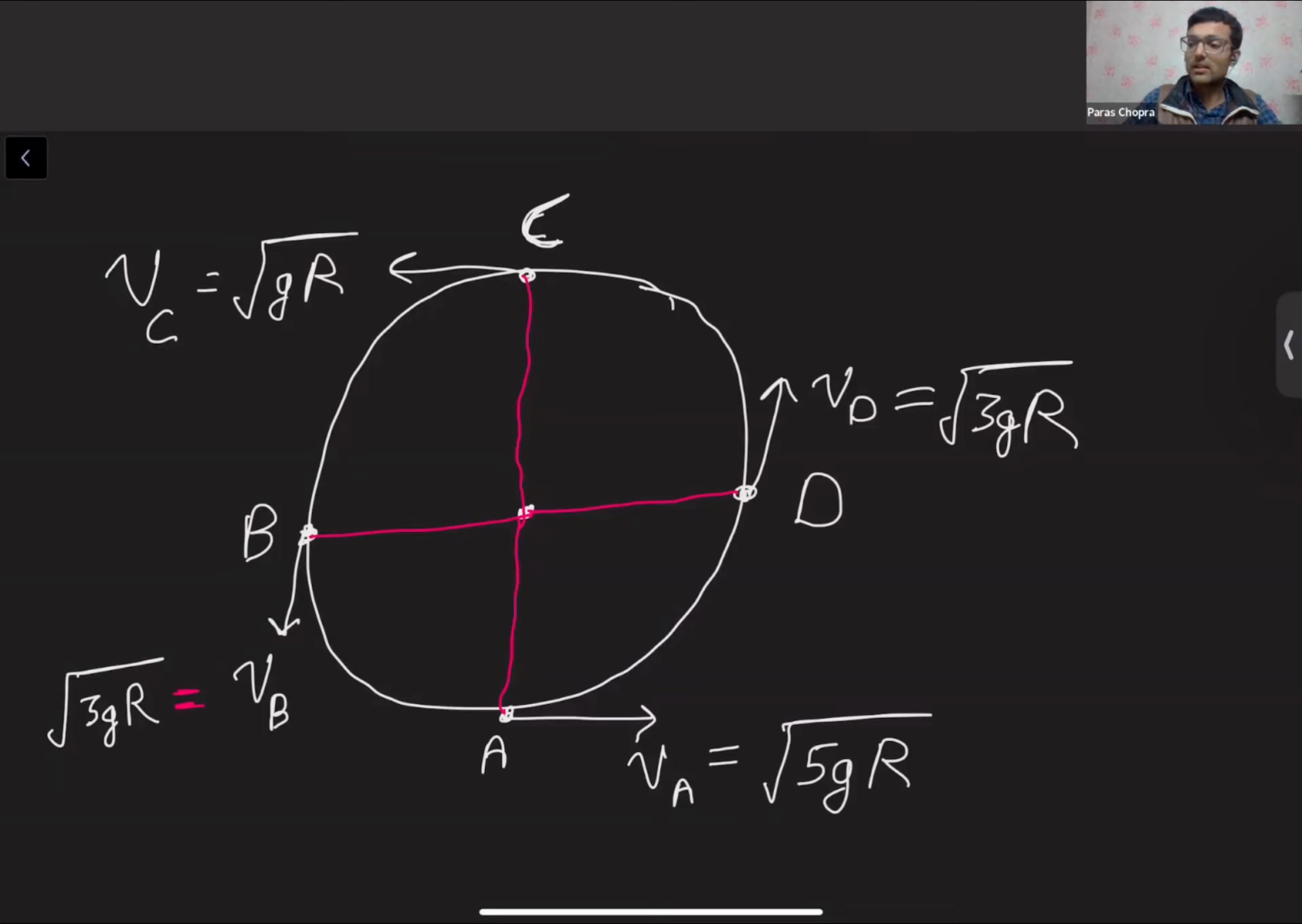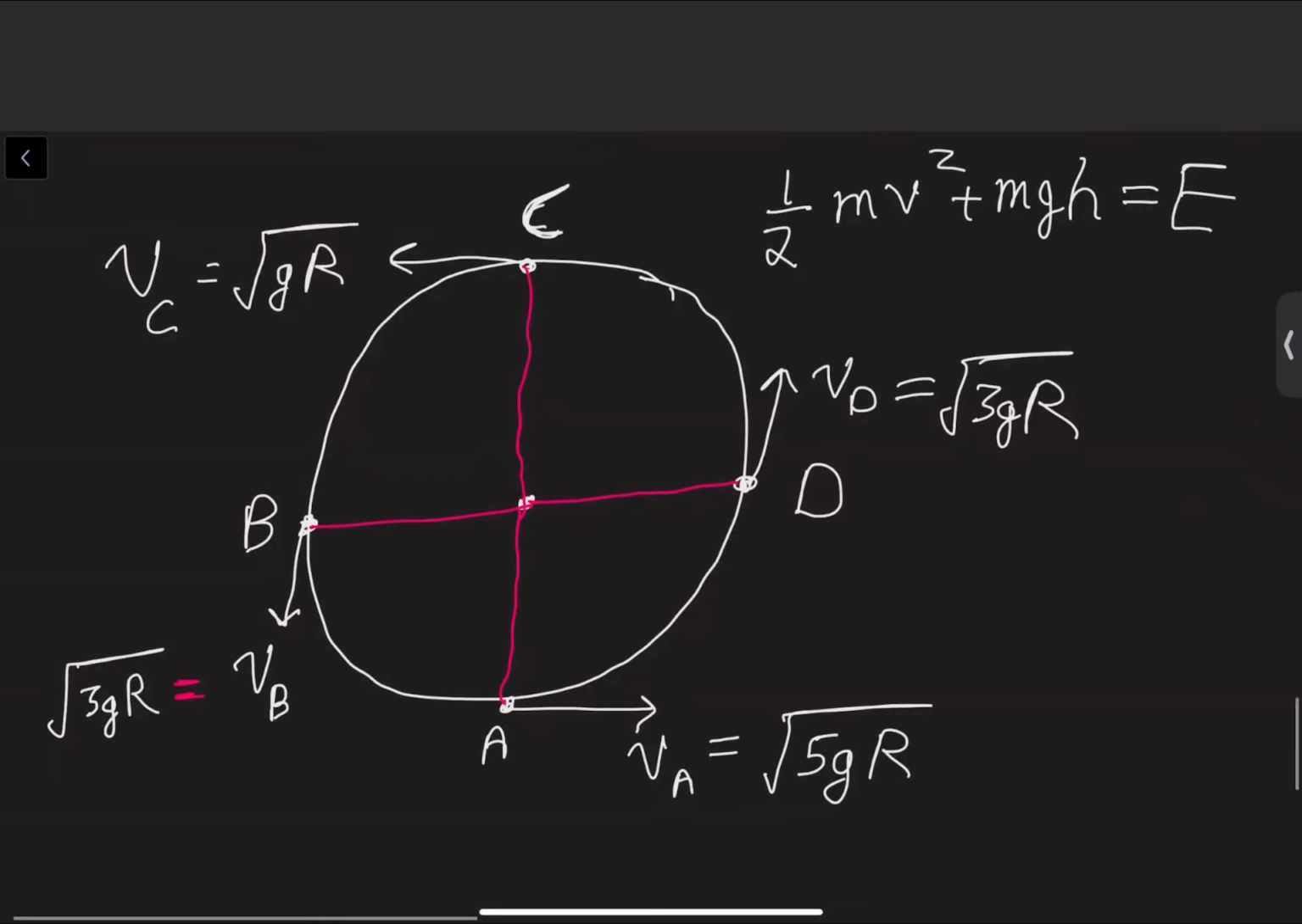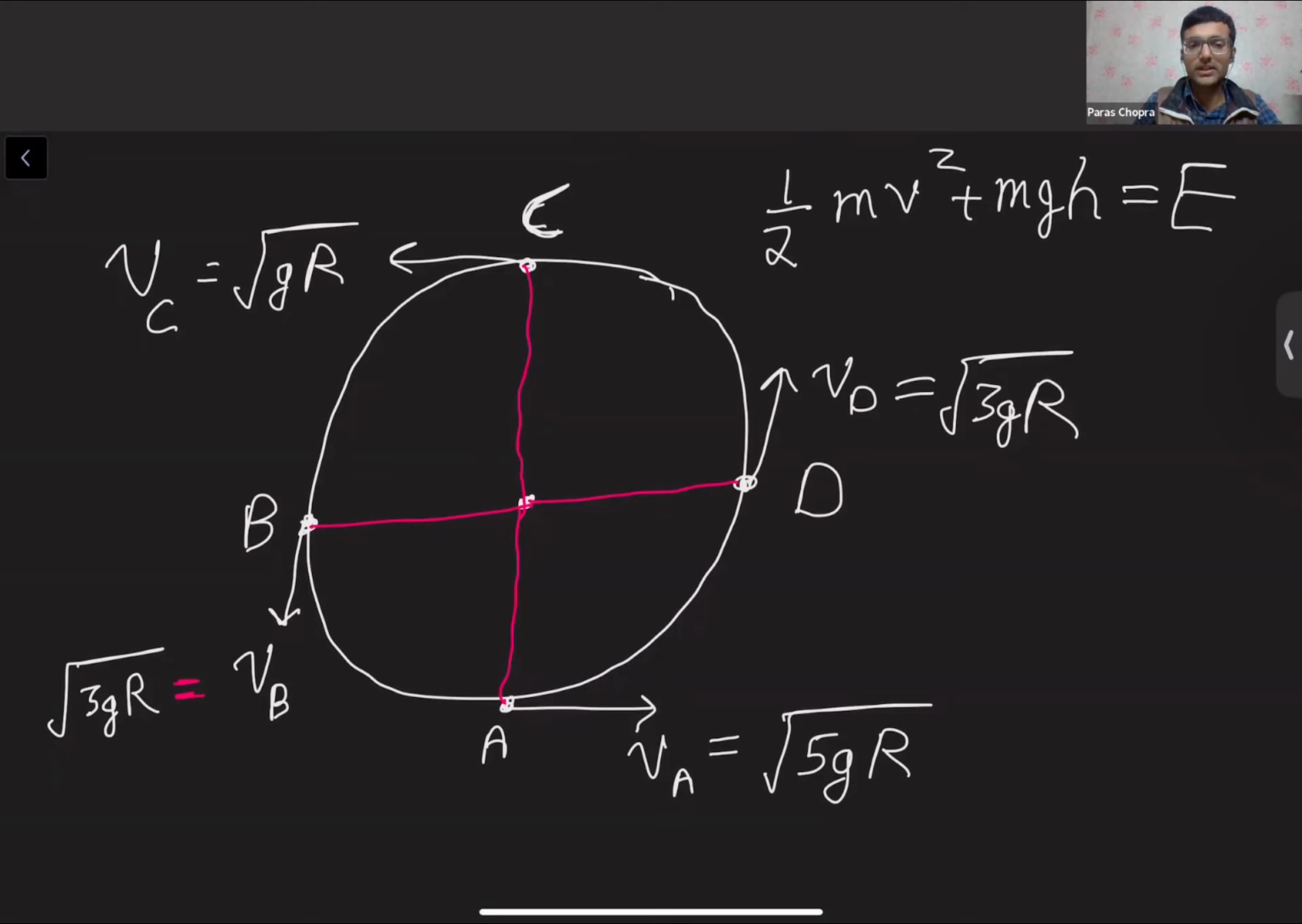But at all the points half mv square plus mgh, this will remain a constant. Okay. So if a question comes, what is the minimum speed for a vertical circular motion at the bottommost point? Your answer will be square root of 5 gr.